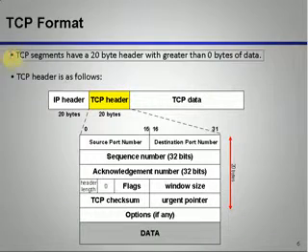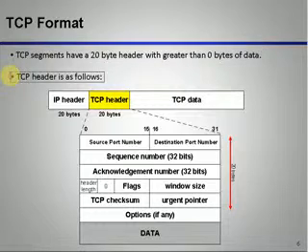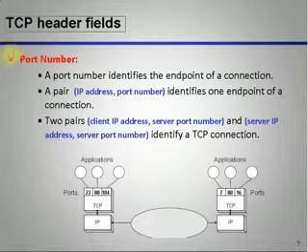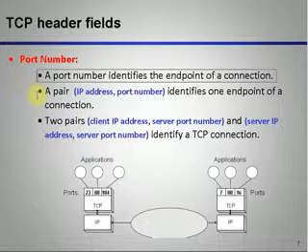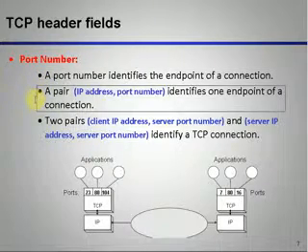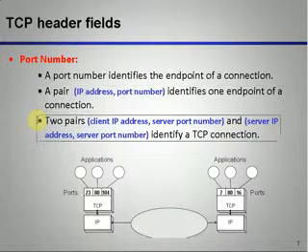TCP format. TCP segments have a 20-byte header with greater than or equal to 0 bytes of data. TCP header fields. Port number. A port number identifies the endpoint of a connection. A pair, IP address and port number, identifies one endpoint of a connection. Two pairs, client IP address and client port number, and server IP address and server port number, identify a TCP connection.